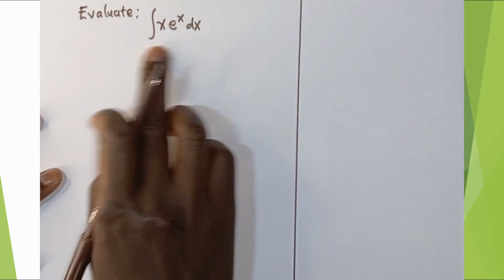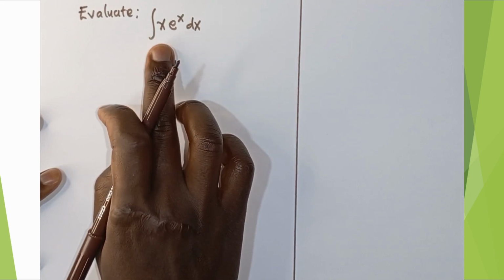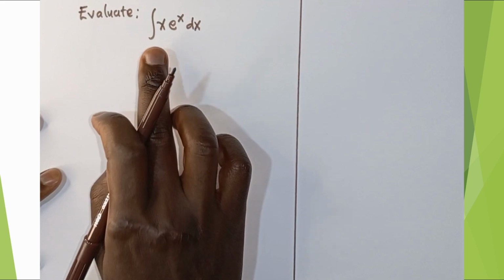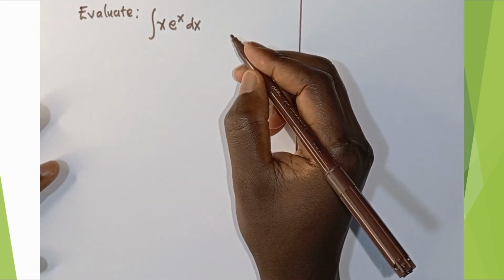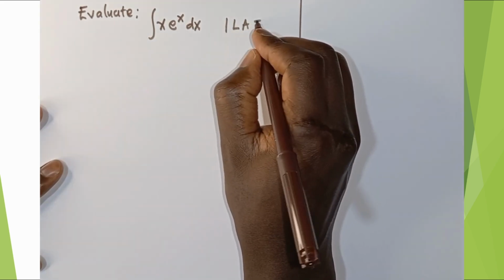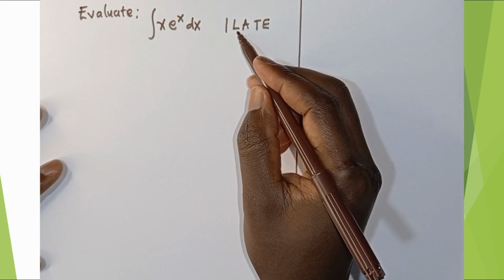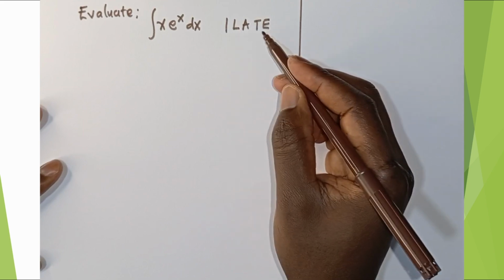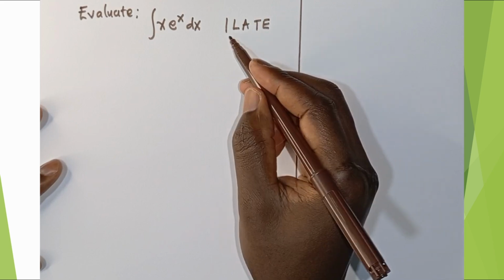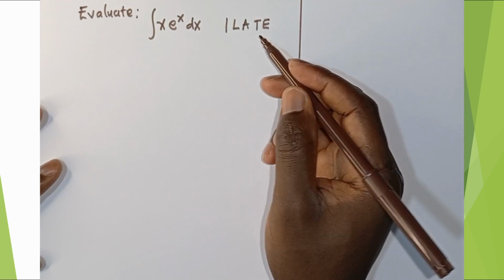Now, whenever you find such an integral, or any integral in this form, we normally use what we call integration by parts. Integration by parts gives us a synonym that we use, and that is I LATE. I stands for inverse trigonometric ratio, L logarithmic, A algebraic, T trigonometric, and E exponential. So I LATE helps us identify which one is u, and then the other one is dv.